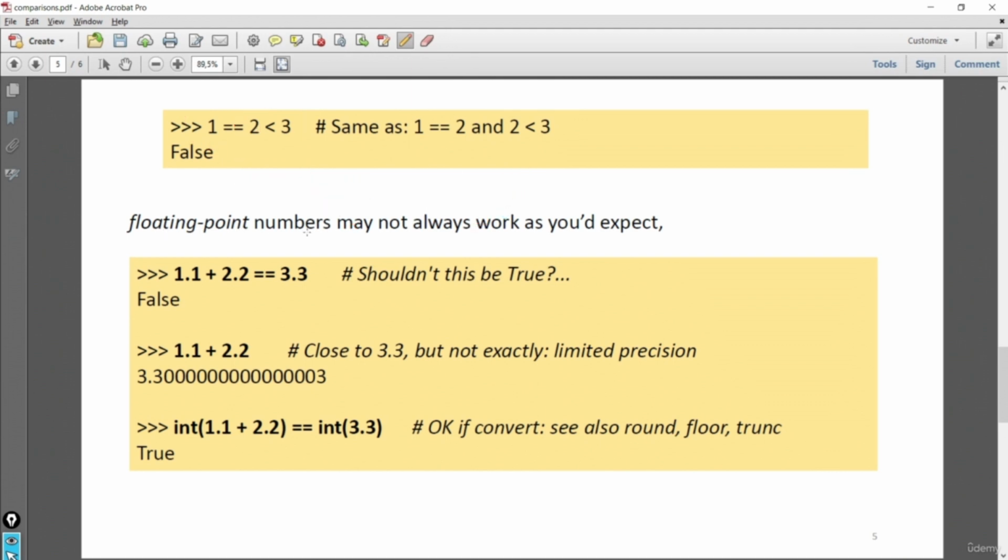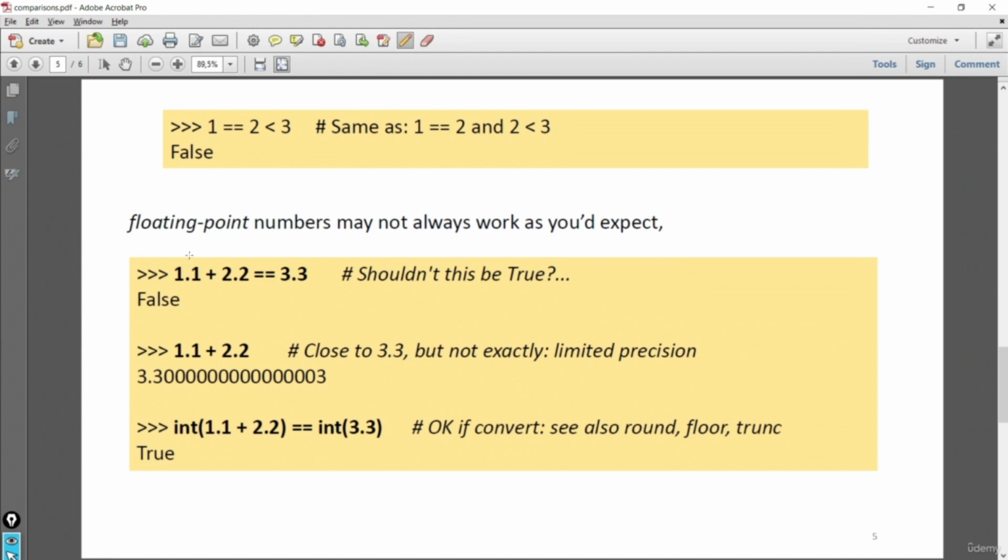And another important thing, floating point numbers may not always work as you would expect. For instance, here in this example, we check whether 1.1 plus 2.2 equals 3.3. This is true, as we know, but the result is false. What is the reason for that?